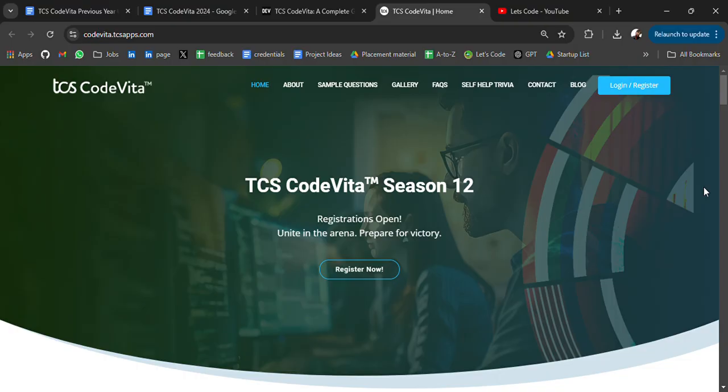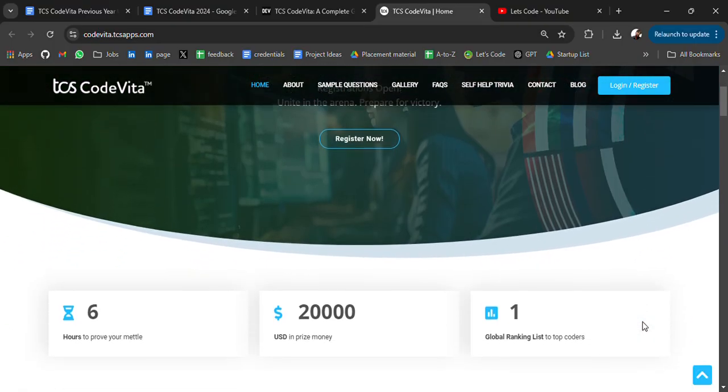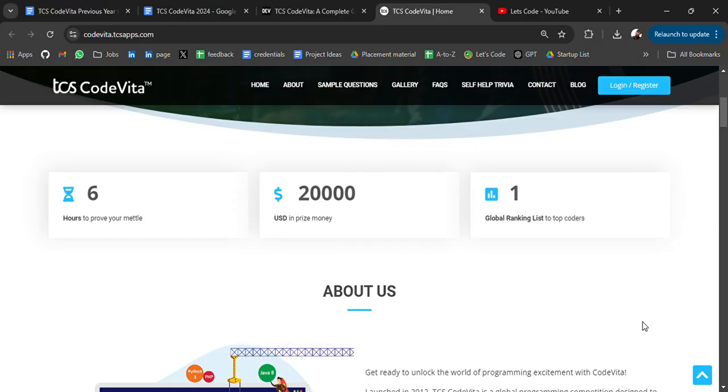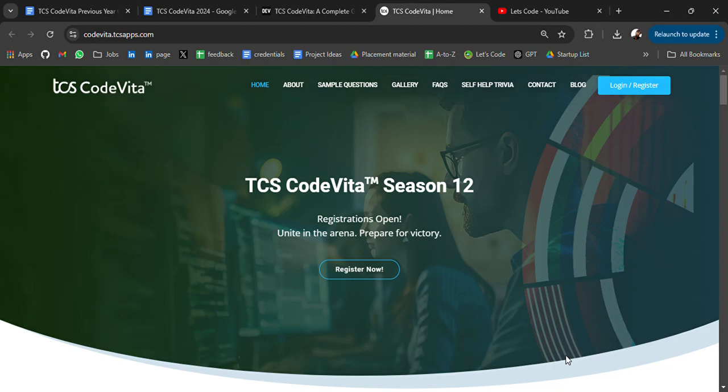Yes, TCS CodeVita registration is open. So if you are a coder or you are looking for some good opportunity or to prove yourself, then TCS CodeVita is the best opportunity for you because it's a global, one of the largest coding competitions organized by TCS. It's 24 hours long, where you will get prizes as well as the chance to secure a job at TCS if you have a good score. So we will talk all about TCS CodeVita, how to register, tips and how you can prepare.